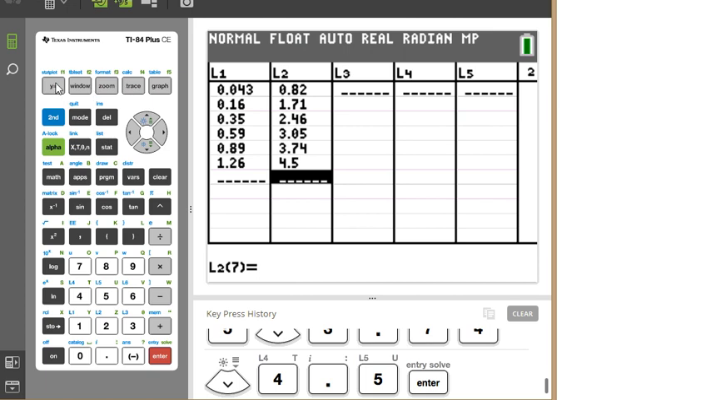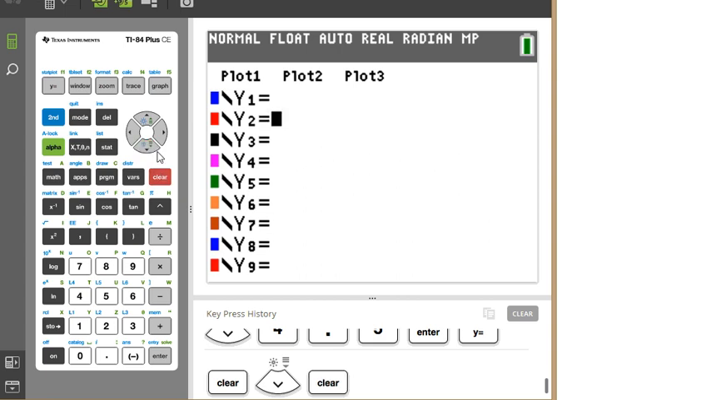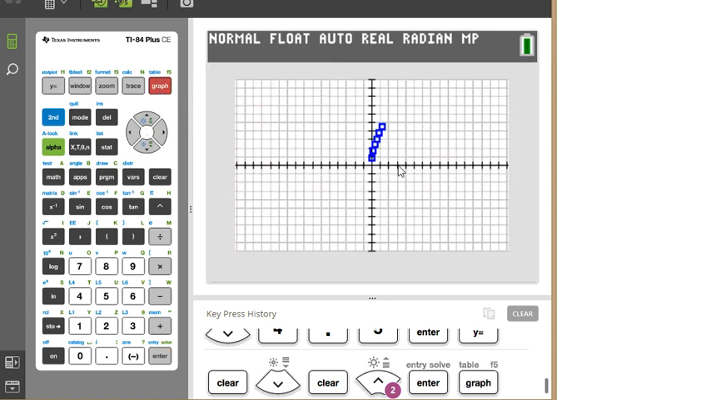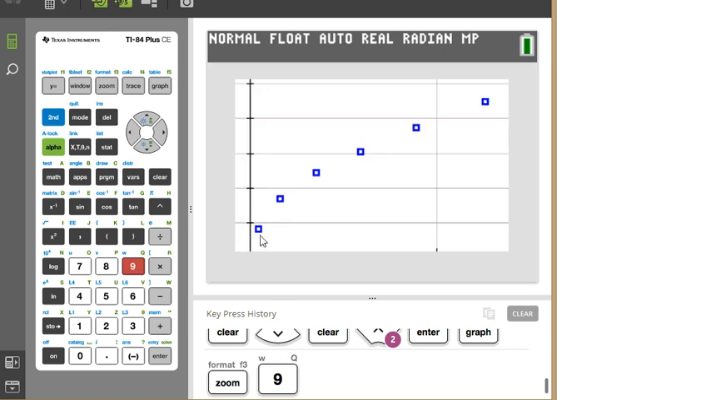We go to y equals, and I'm going to clear these things out here, and we're going to turn plot 1 on. When we do that in a graph, this is what we see. And we really can't get a clear look at it. One way to get a clear look is to go to zoom 9, which is zoom stat. And we see this kind of thing. What is that? It's like a square root type function. And that's going to be answer choice C.